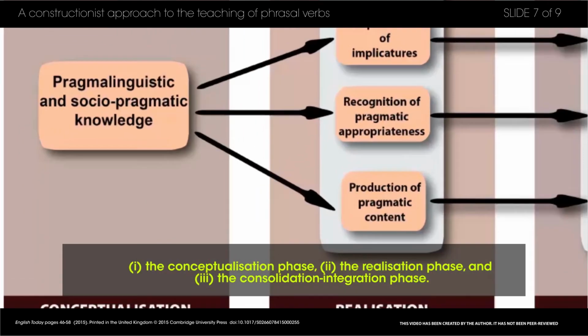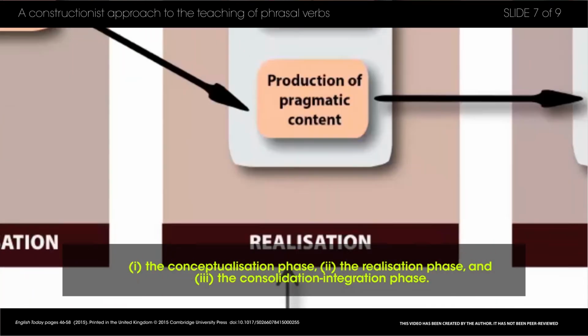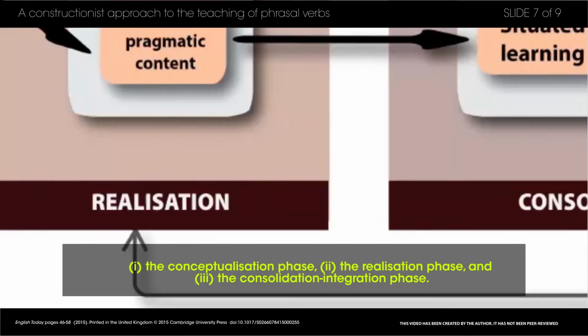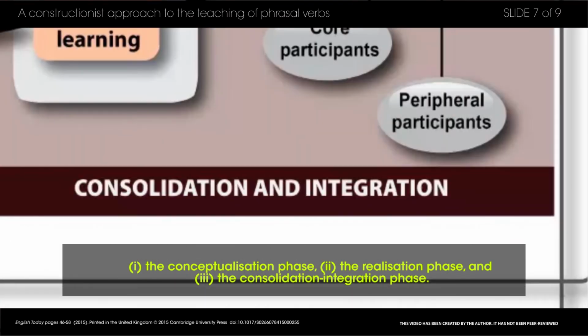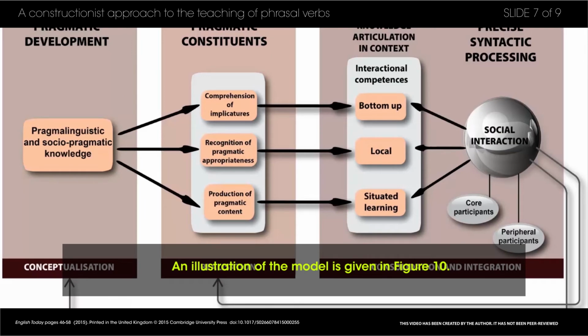The instructional road to the acquisition of multiword verbs as related to specific ASCs is applied in three phases. 1. The conceptualization phase. 2. The realization phase. And 3. The consolidation integration phase. An illustration of the model is given in Figure 10.